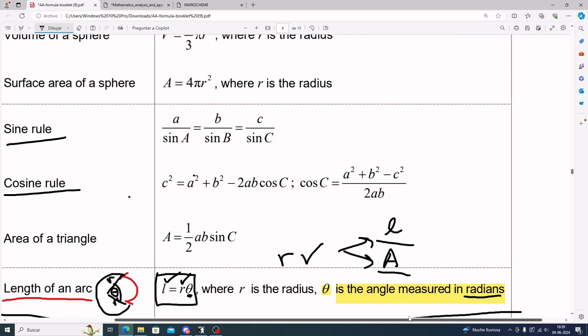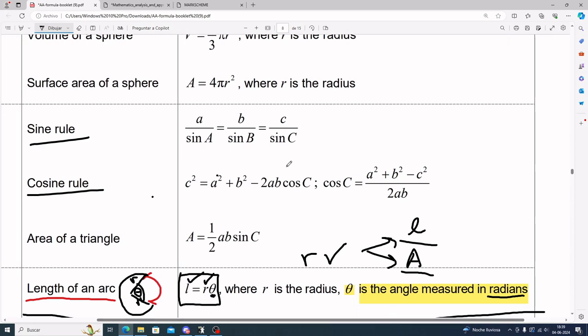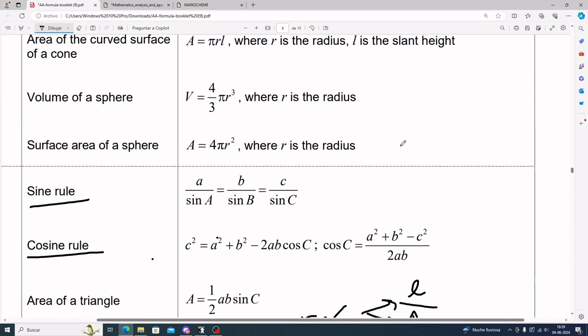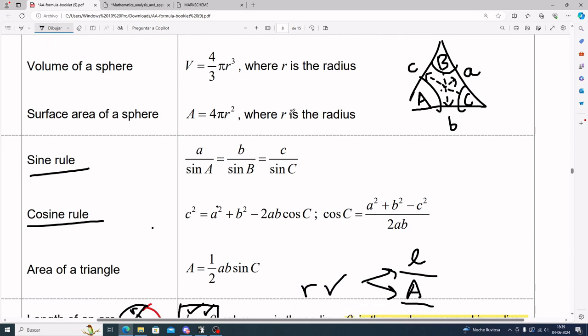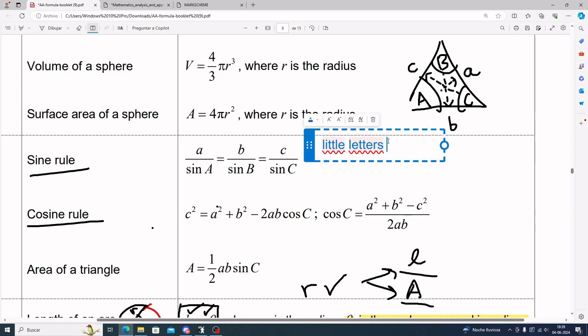Now, just a quick recap on what these big letters and little letters mean. Angles are big letters. Sides are little letters. See? If this is big B, that means over there is little b. And if this is big C, that means over there is little c. So basically, I'm just going to literally write it: little letters are sides, big letters are angles.